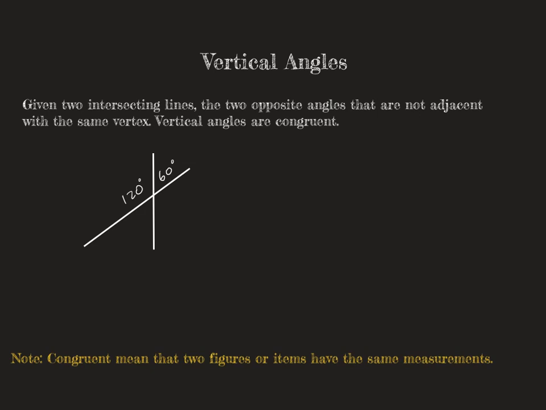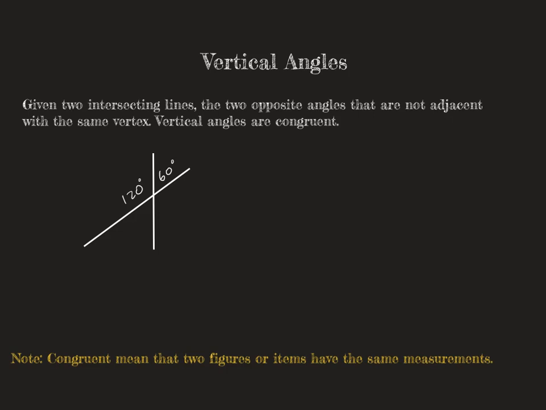Now we're going to go over vertical angles. So given two intersecting lines, so that means that there are going to be two lines. This is one and this is one, and they're going to be crossing at one point. Vertical angles are going to be opposite angles that are non-adjacent. Adjacent means that they're next to each other, and they're going to be in the same vertex.